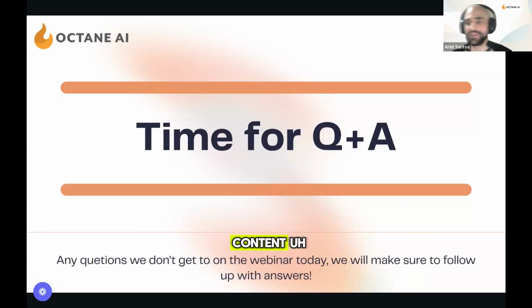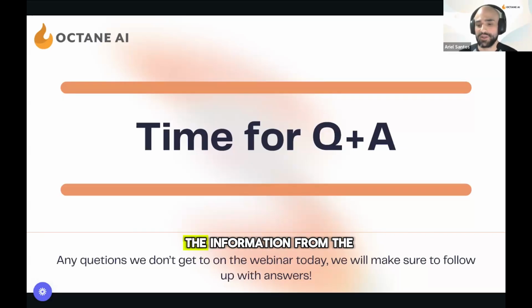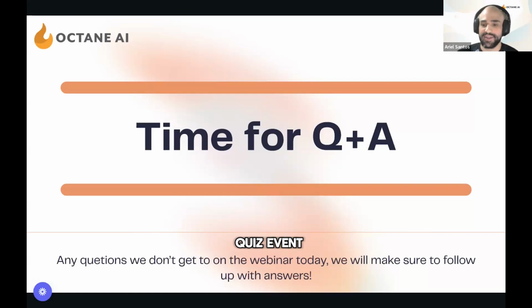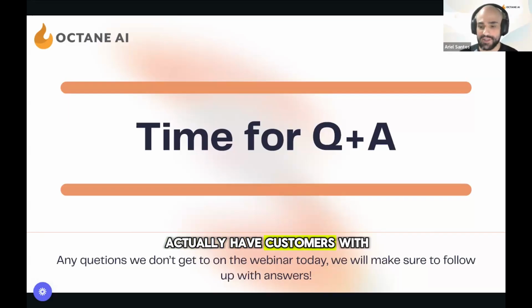Well, the universal content uses the syntax, so it's going to pull the information from the quiz event dynamically. In that case, since I was using the same profile, it was pulling the same information. But let's say, for instance, you had the dry skin path and the oily skin path, and you actually have customers with different properties. It'll show their respective properties.